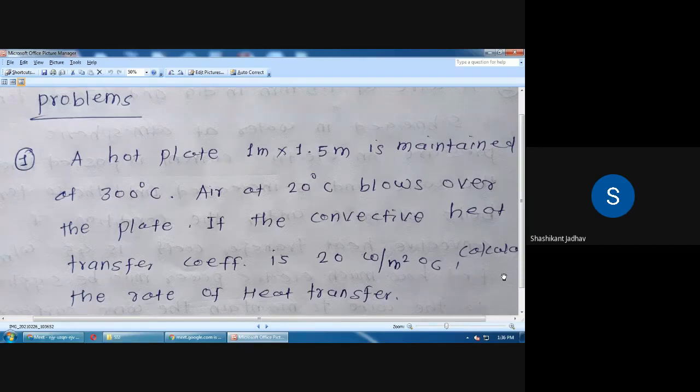Okay, write down the given, and by using Newton's law of cooling, Q is equal to h into A into Ts minus Ta, we have to find the value of Q. Solve this problem and put the answer in the chat box. Simple problem. What is Newton's law of cooling? Q is equal to h into A into Ts minus Ta.